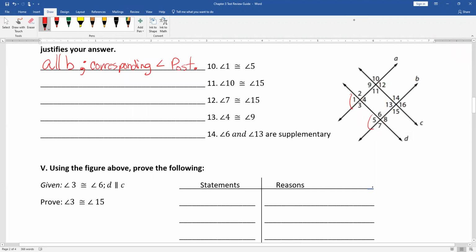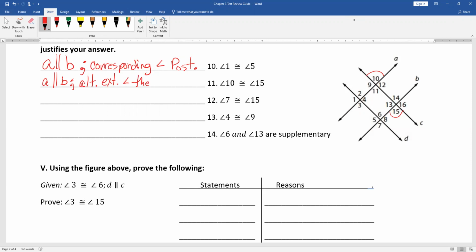Okay, number 11, we are now comparing angle 10 and angle 15. So we have angle 10 here, and we have angle 15 here. So, Chad, what lines do these prove as parallel? Okay, yep, still A and B. Very good. Alternate Exterior Angle Theorem.